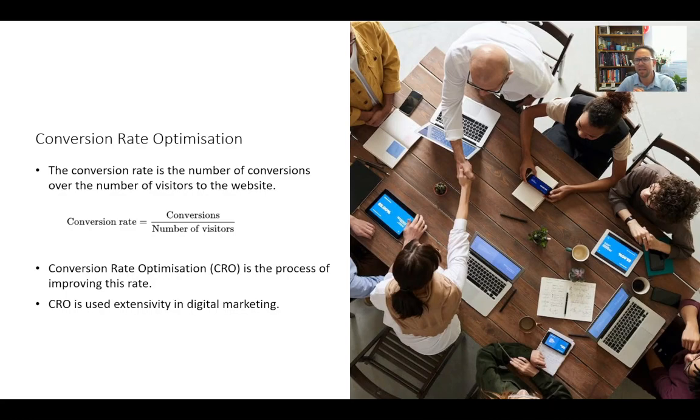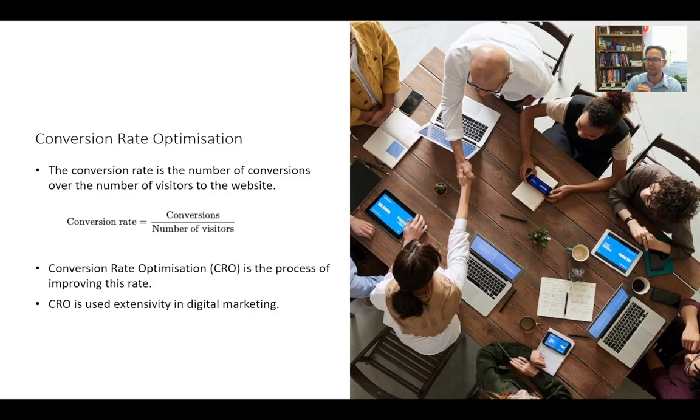However, that's for a retail website, where it might be purchases. For, say, a lead generation website, it might be something different. It's the number of leads. So their conversion rates are going to be different, and the way that they measure it is going to be the same formula, but the actual conversions themselves are going to be different. And again, different types of websites are going to have different conversions.